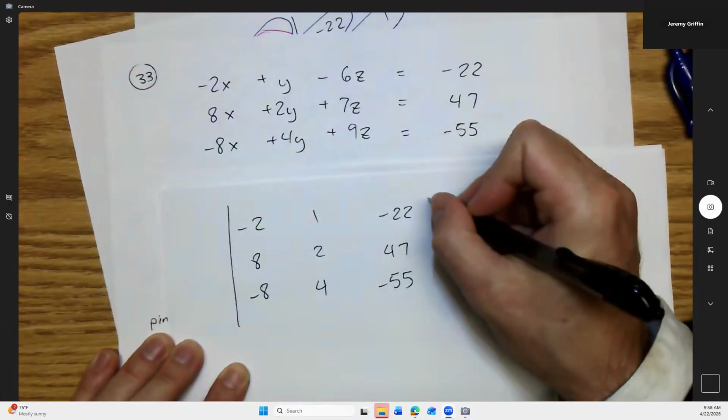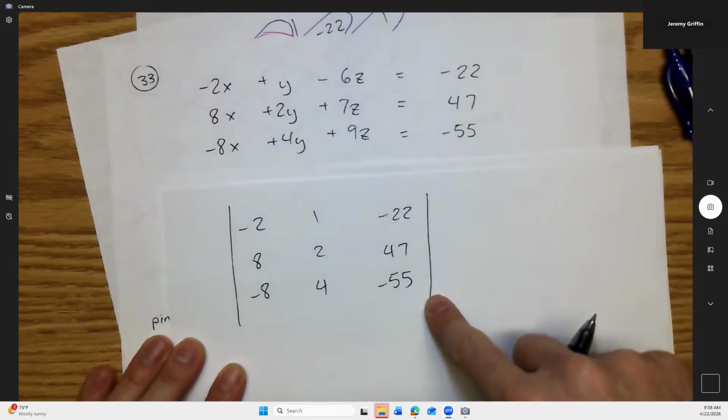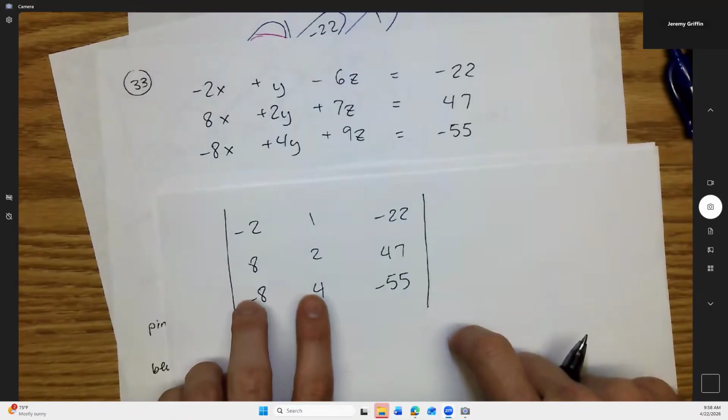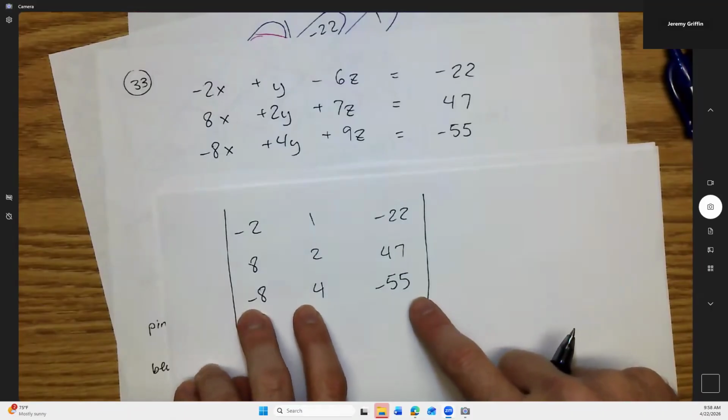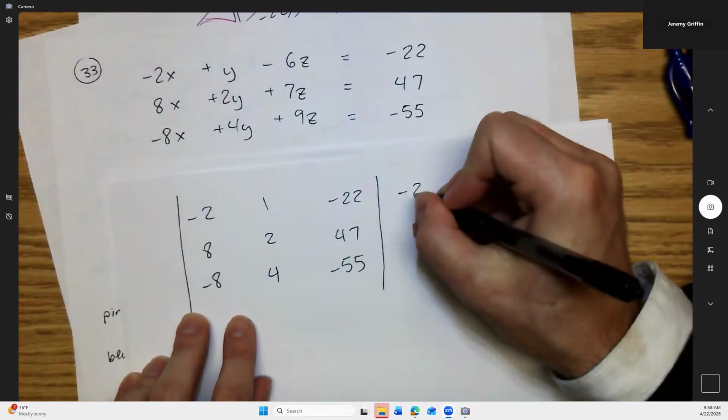Now, in the place of the z column, I wrote those three answer numbers. All the other coefficients on x and y are there, but not for z. For z, I put all those answers. Okay, let's find the determinant.